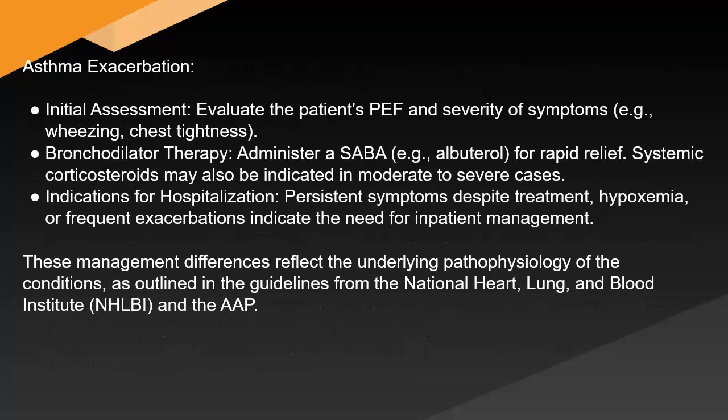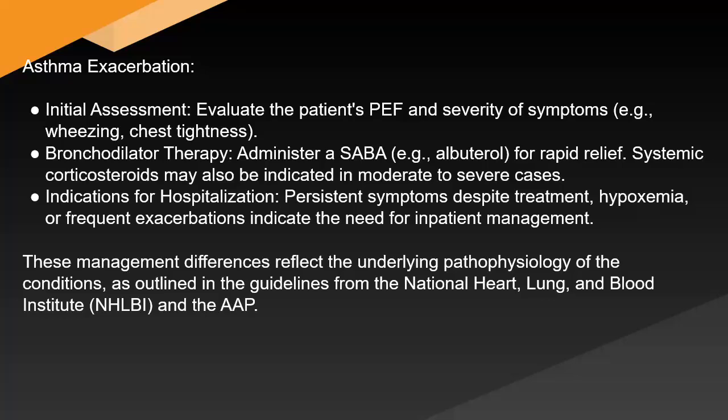Asthma exacerbation. Initial assessment: evaluate the patient's PEF and severity of symptoms, e.g. wheezing, chest tightness. Bronchodilator therapy. Administer SABA, e.g., albuterol for rapid relief. Systemic corticosteroids may also be indicated in moderate to severe cases. Indications for hospitalization: persistent symptoms despite treatment, hypoxemia, or frequent exacerbations indicate the need for inpatient management.